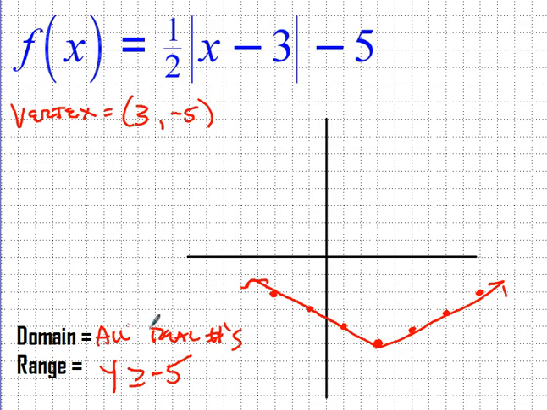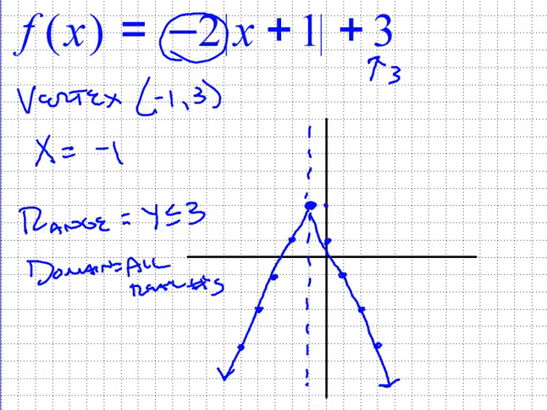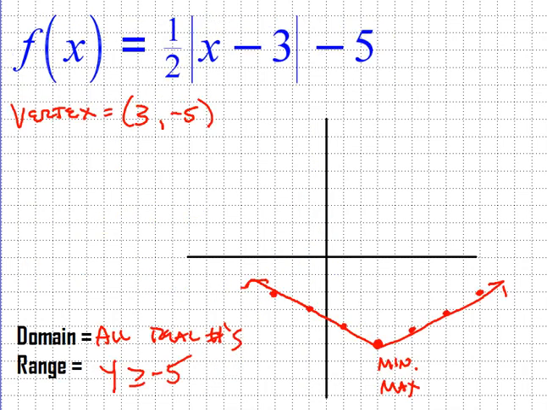We also call this, my vertex can either be my minimum or my maximum value as well, depending on which way it's facing. So my minimum value for this one is -5, whereas my maximum value for the previous one would have been +3. And it doesn't have a minimum because it goes down forever, and this one doesn't have a maximum because it goes up forever.